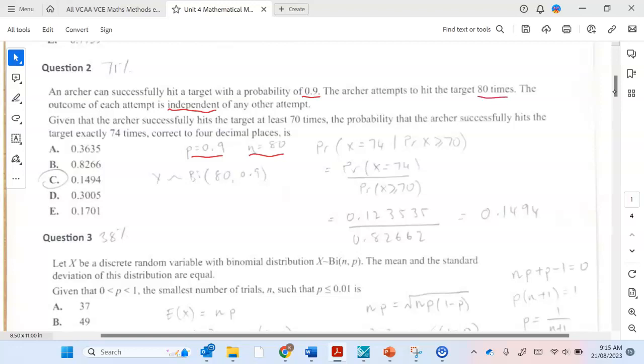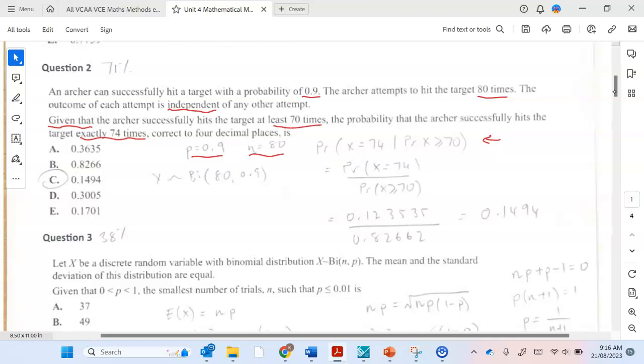Given that the archer successfully hits the target at least 70 times, the probability that the archer successfully hits the target exactly 74 times, correct to 4 decimal places, is. This is a conditional probability question because we've got the phrase given that. So we've got the binomial distribution, but it's conditional probability. You can see I've set up the notation there: x equals 74, given that x is greater than or equal to 70.